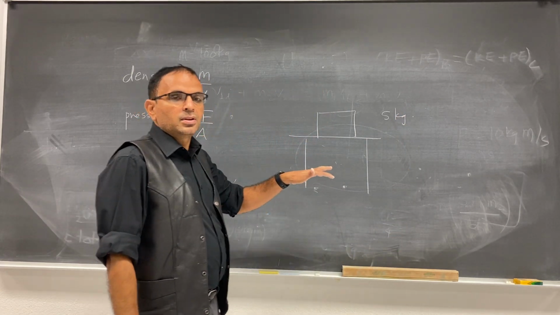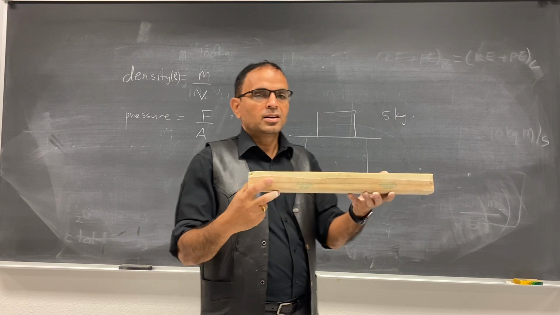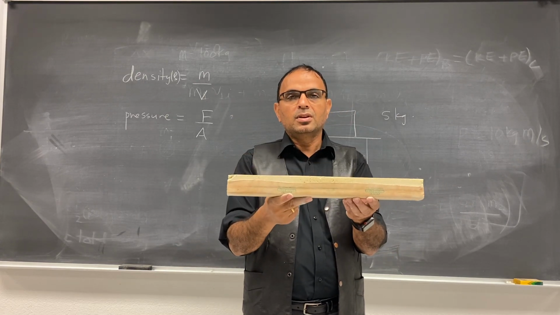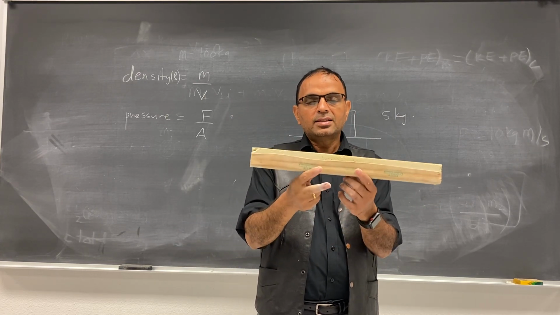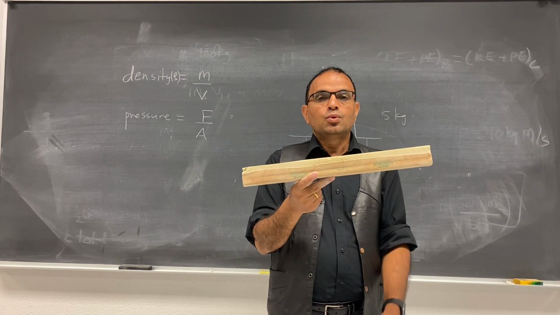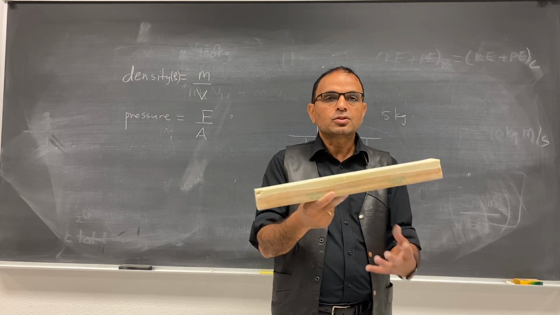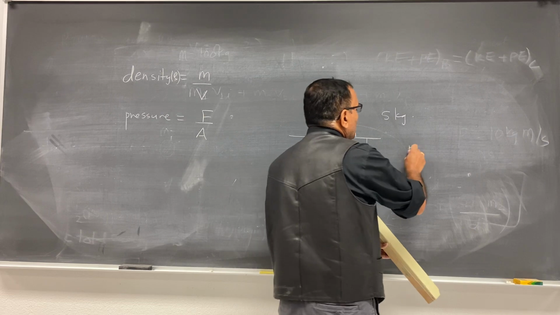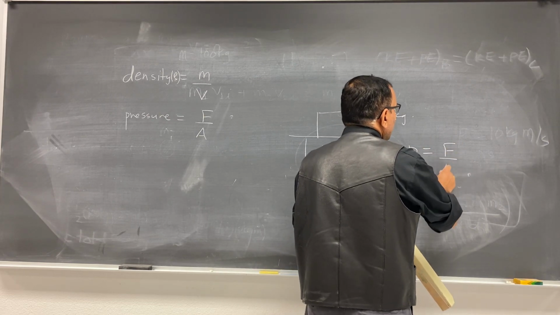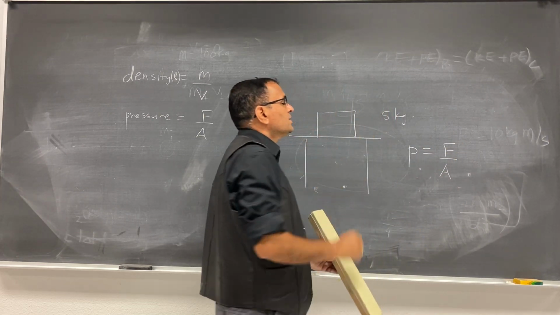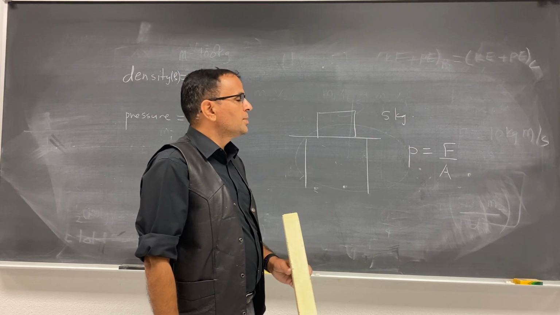Object sitting on the table like this. Consider this object, a 5 kg object sitting on the table. What is the pressure exerted by this object on the table? Pressure is force per unit area. So if you have to calculate pressure, you have to calculate force and area. If the object is 5 kg, what is the force exerted by the object?